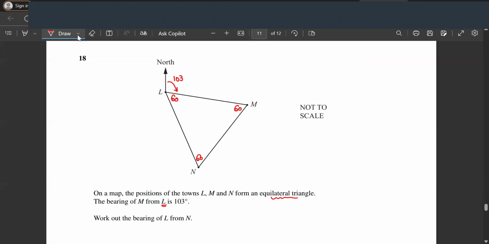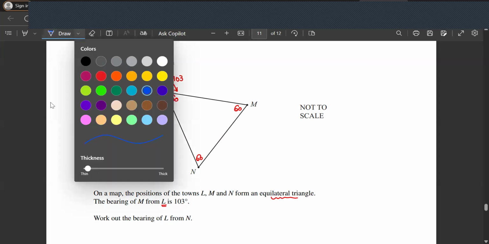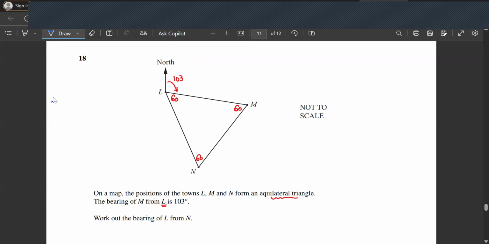Okay, then work out the bearing of L from N. How to find this? Where is this one? The bearing of L from N. What should I do? I want to show where it is on the graph first. Where is the bearing of L from N? Draw an arrow on N. Yes, draw a vertical line like this, showing the north from N.